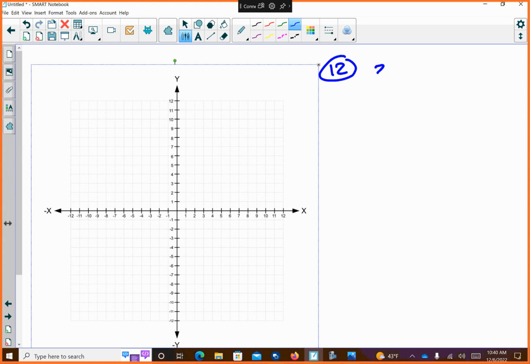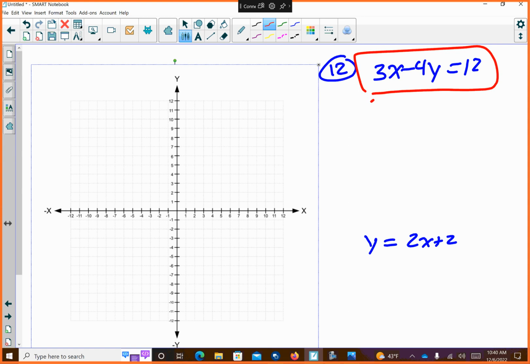Number 12, we have 3x minus 4y equals 12, and we have y equals 2x plus 2. How is this first one set up to do? Cover method, so 0, comma, blank, blank, comma, 0. So that's an x value, so negative 4y equals 12, so that I think is negative 3, so 0, negative 3 is down here. And then this is a y value, so that's going to give me 3x equals 12. So 3 times 4, so 4 comma 0.